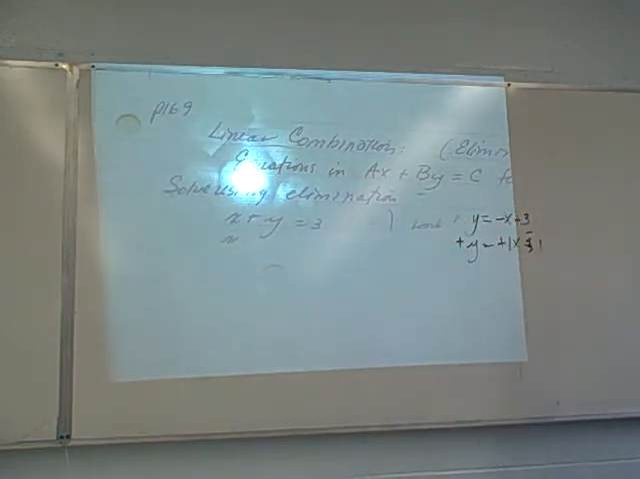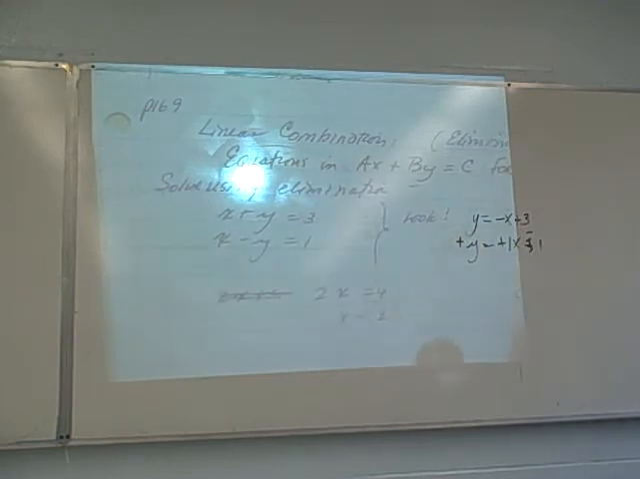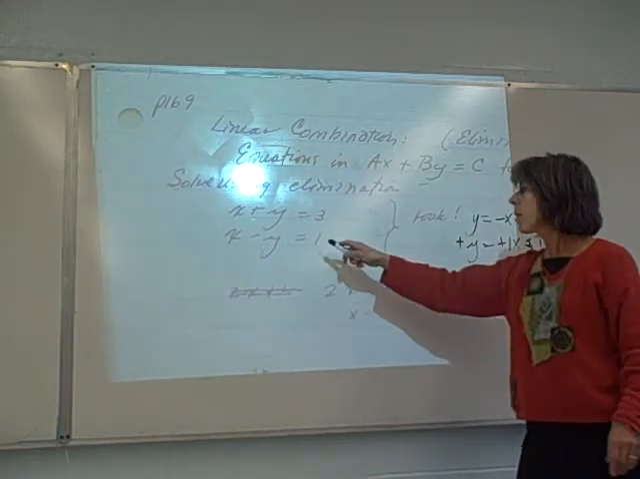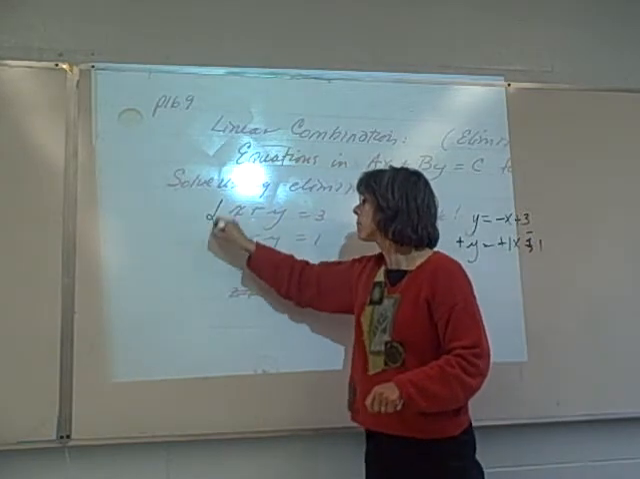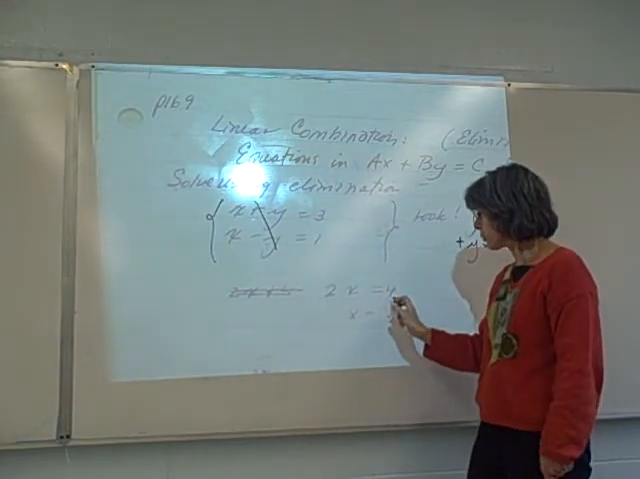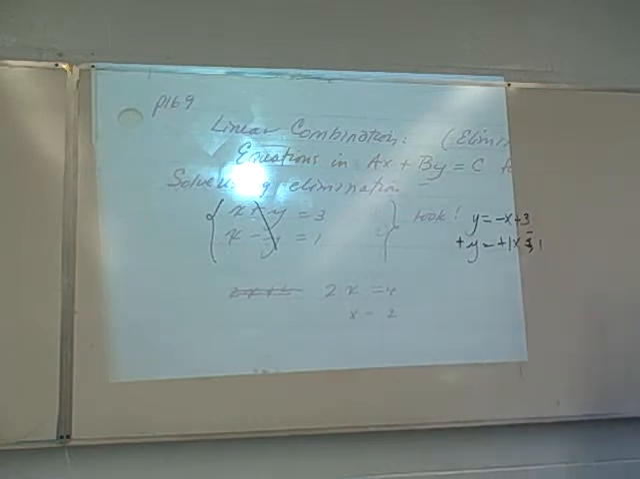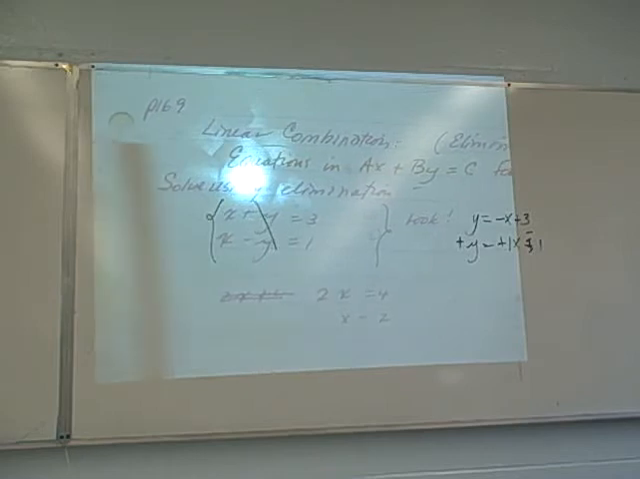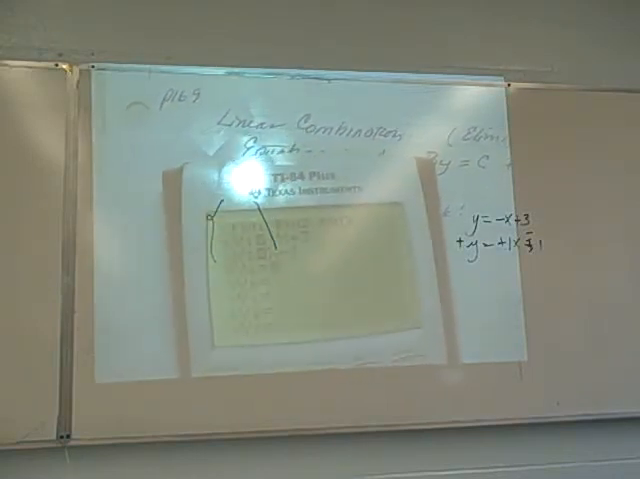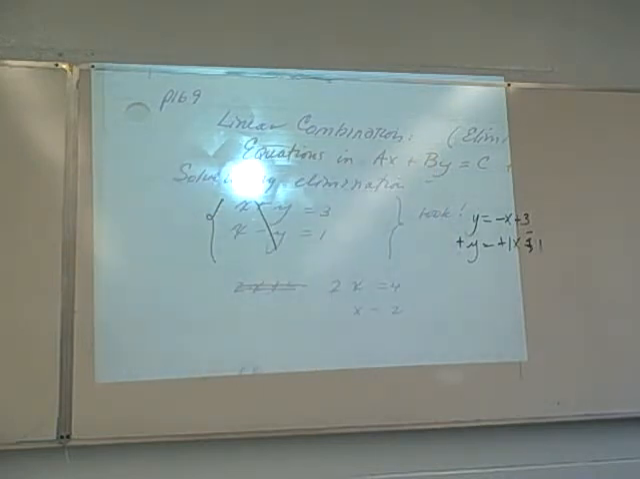But let's use a linear combination. I know that if I combine these two, I have 2x equals 4, so x is equal to 2. Let's graph x equals 2. That's the third thing. We're going to enter that as our third equation: x equals 2.